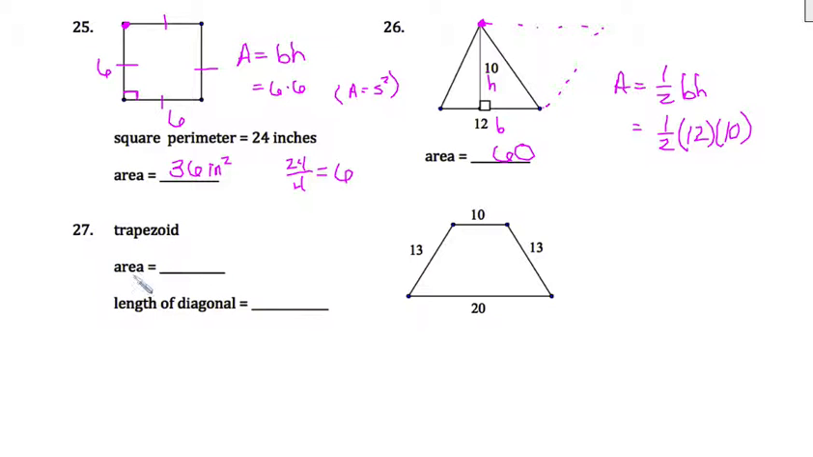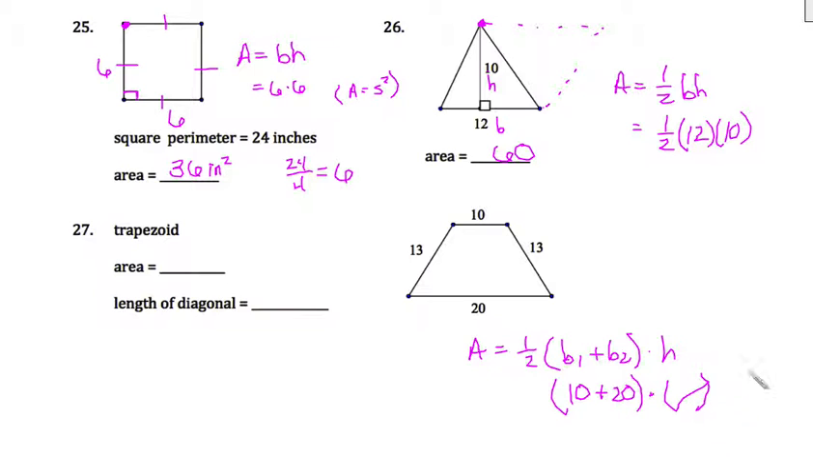27, trapezoid. I'm looking for the area again, so I will start with the area equals 1/2 the sum of the bases, base 1 plus base 2, multiplied by the height. So the base 1 and base 2 is very simple. The first base is 10, plus the second base, which is 20, and then multiplying by the height.